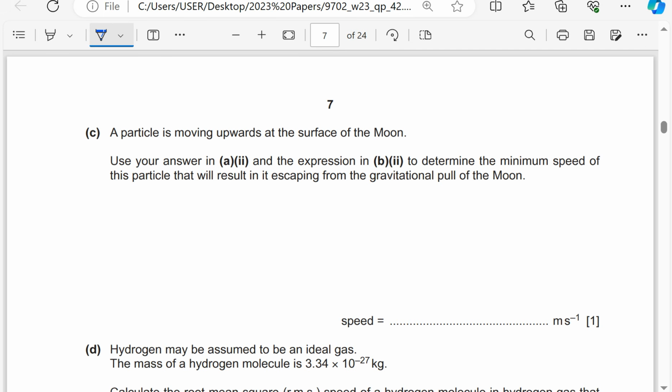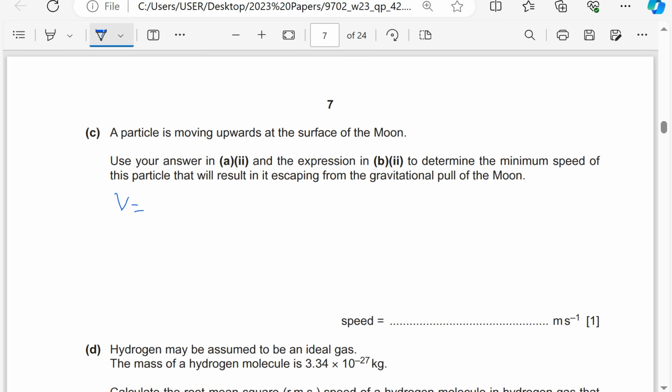The particle is moving upwards at the surface of the moon. Use your answer in A Roman 2 and expression in B Roman 2 to determine the minimum speed of the particle. So we are going to use the expression in A Roman 2, which was gravitational potential, and B Roman 2, which is v equals the square root of negative 2 phi. We're going to use that to determine the minimum speed.